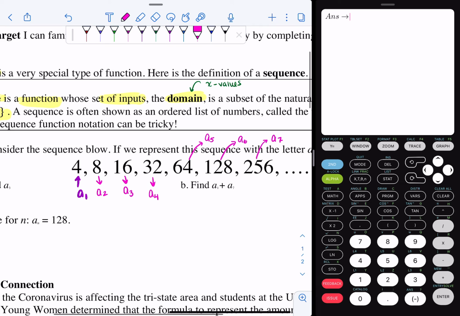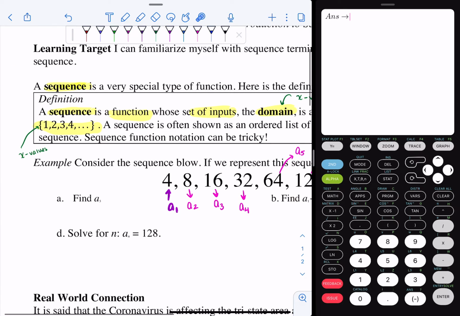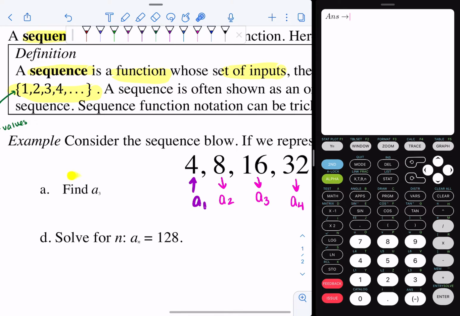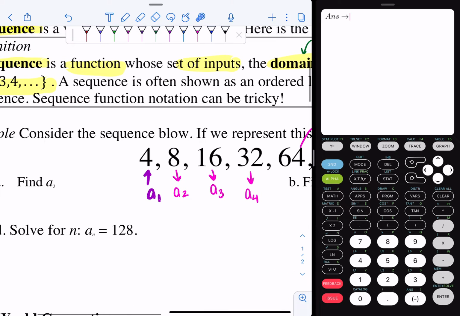And what that means is that this is the first term in my sequence. This is the second term in my sequence. This is the third term in my sequence, and so forth. So part A says, find a sub 3. So all I have to do is I actually just have to go out 3. So this is a sub 1, this is a sub 2, and this is a sub 3. So my final answer would be 16.